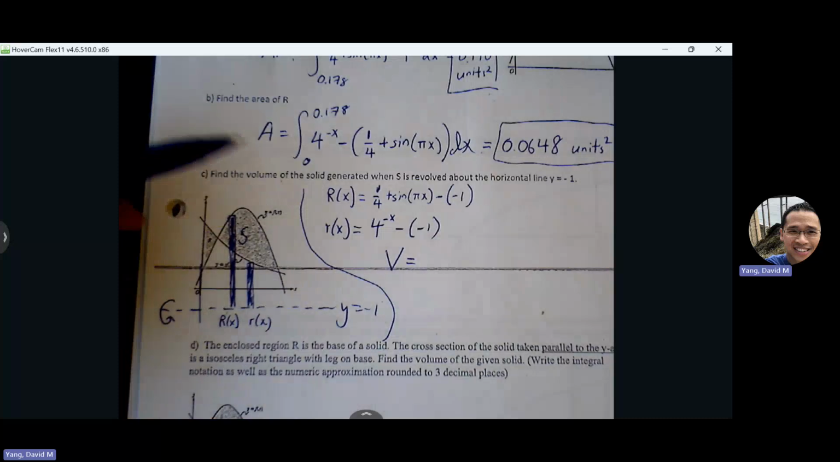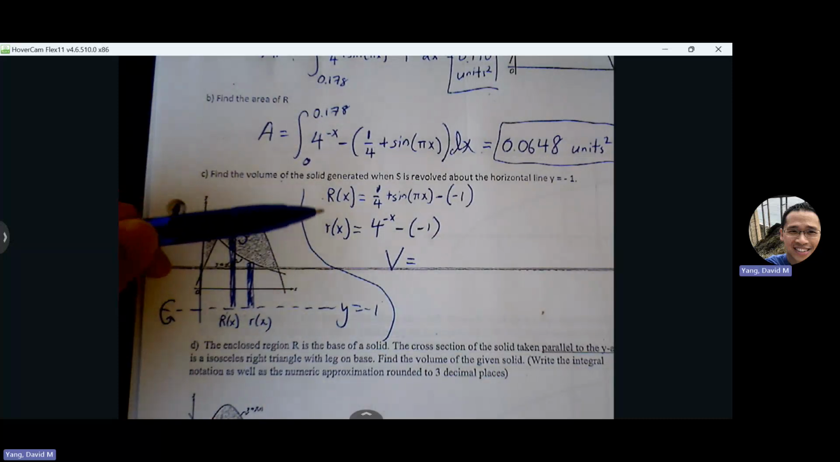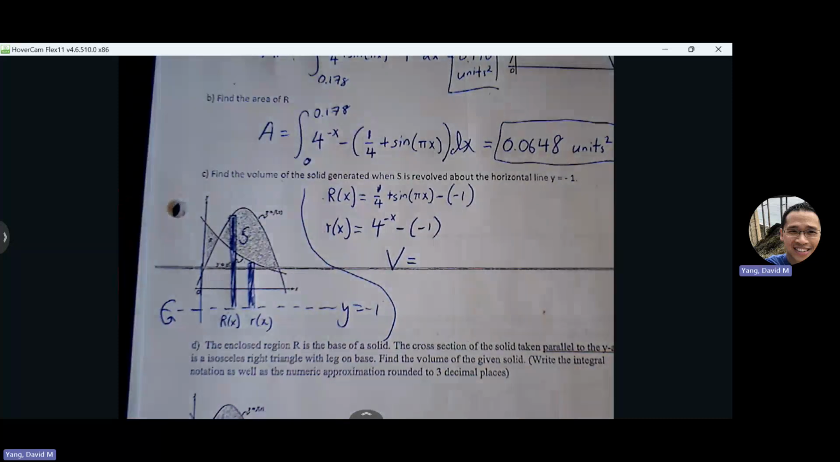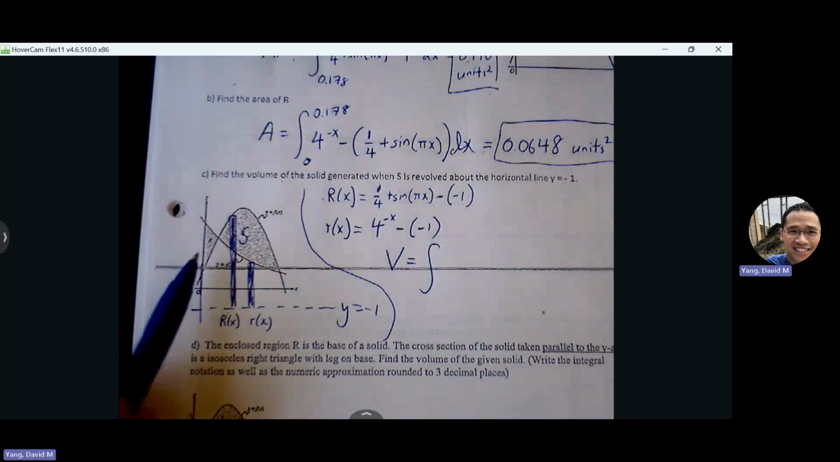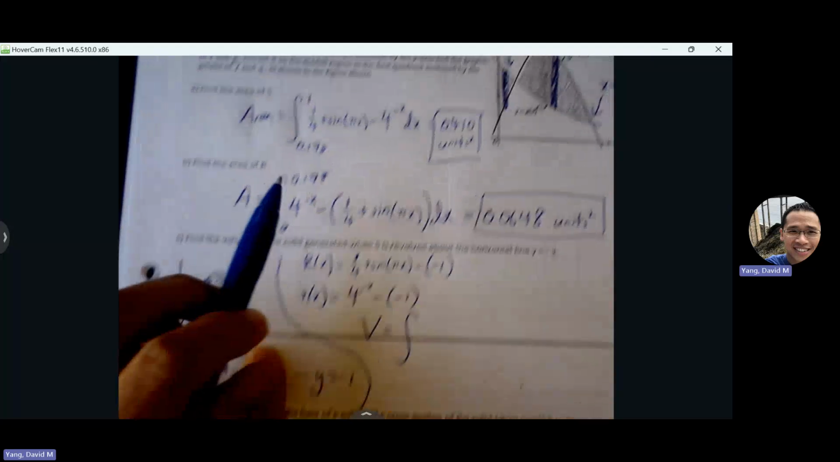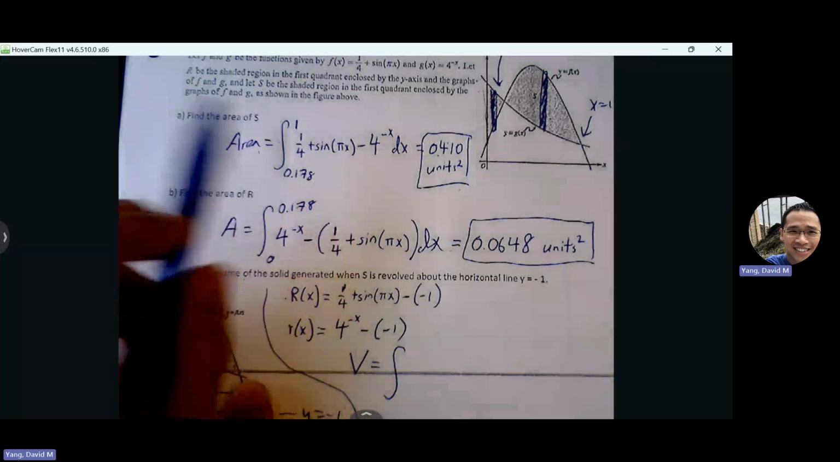Okay, so we know it's going to be washer method. So big radius squared minus little radius squared. Again, make sure that both your big and little radius are getting their own exponent squared. And then your integral is just from region S that we found here from 0.178 to 1.